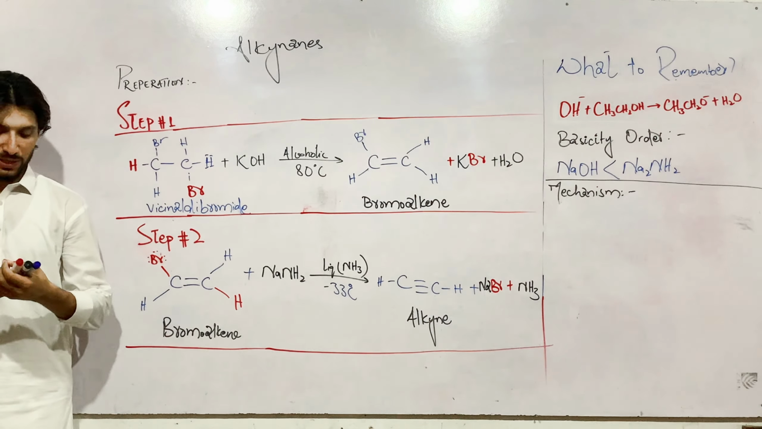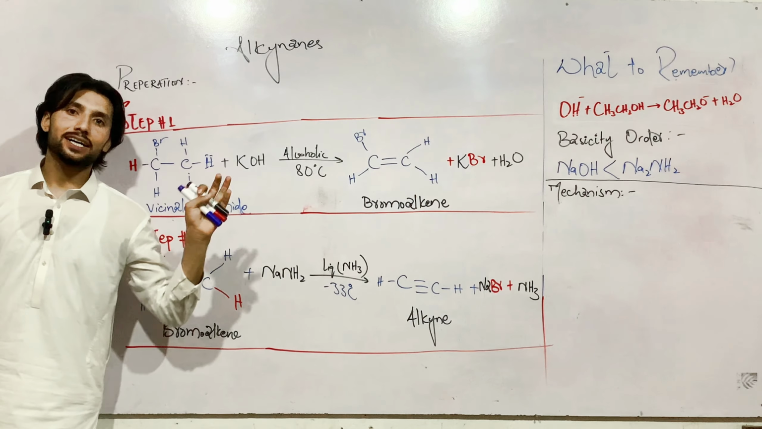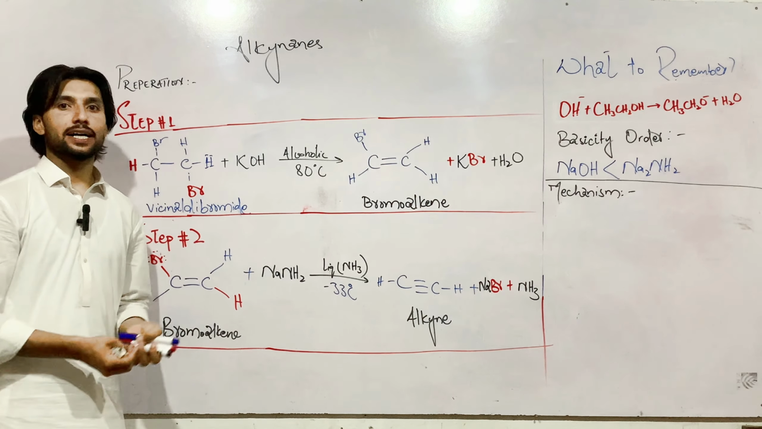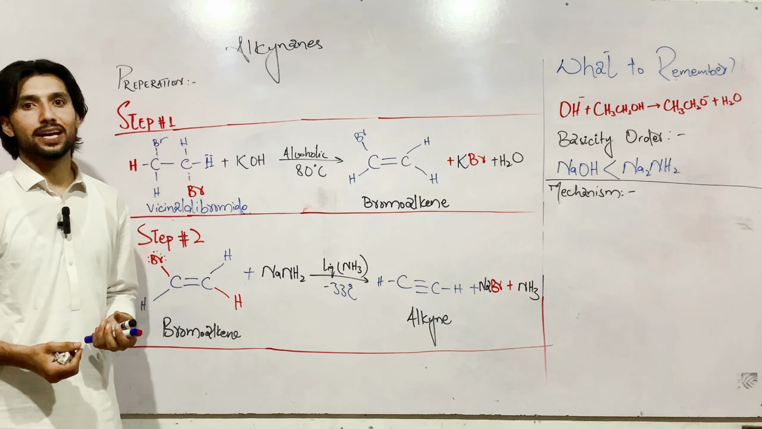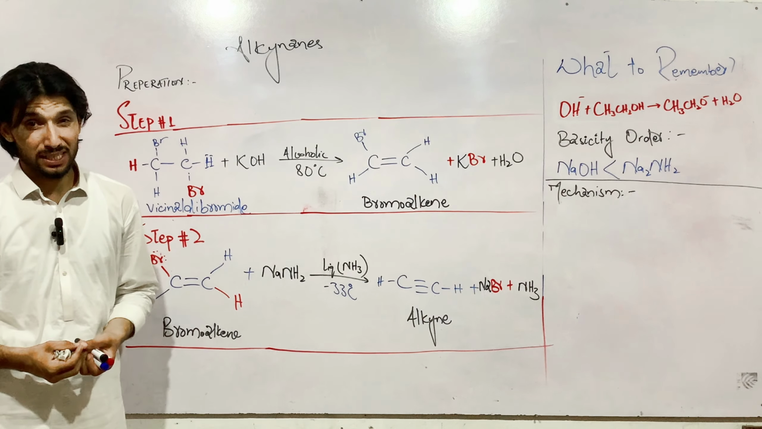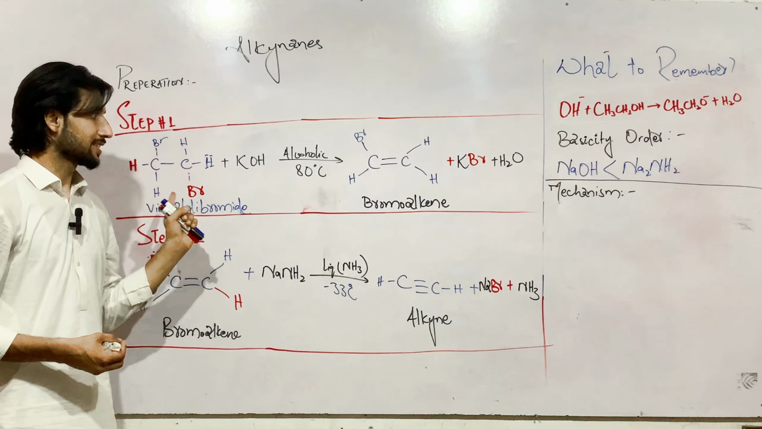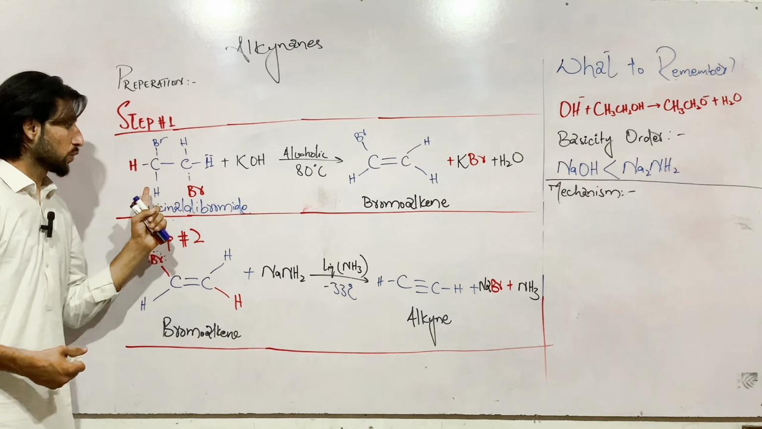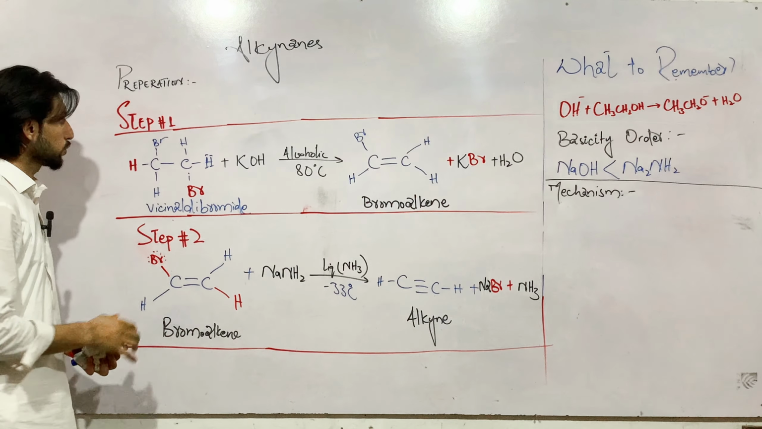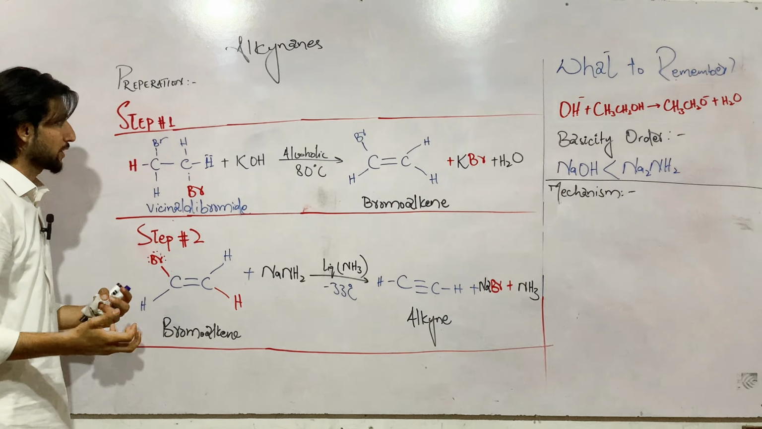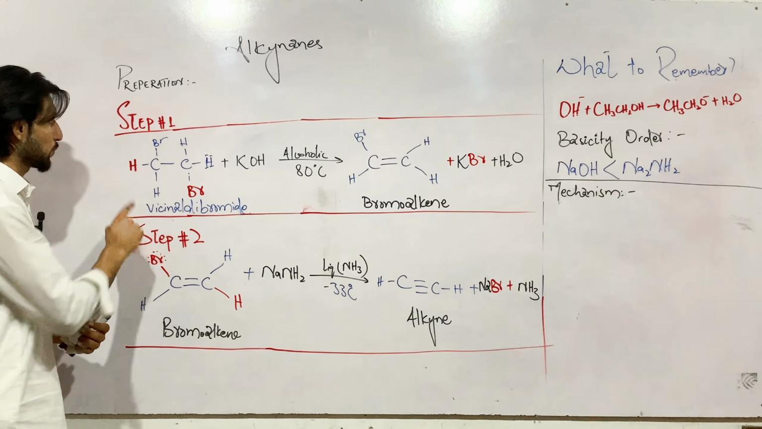So here we are with our first reaction, the preparation of alkynes from vicinal dihalides. In this case, I am taking vicinal dibromide as an example. What is a vicinal dihalide? A molecule containing two halogen atoms on consecutive carbon atoms. We will abstract both of these halogens one by one, in each step, so this is a two-step mechanism.